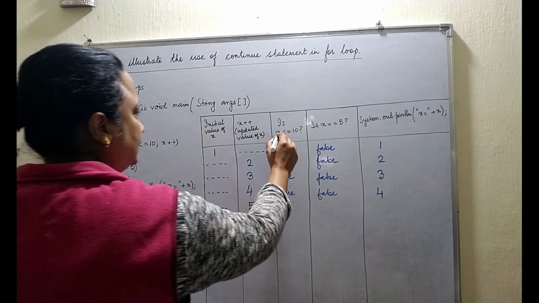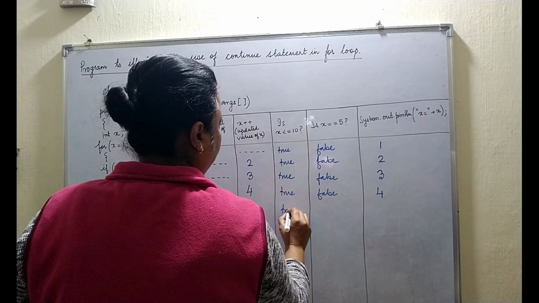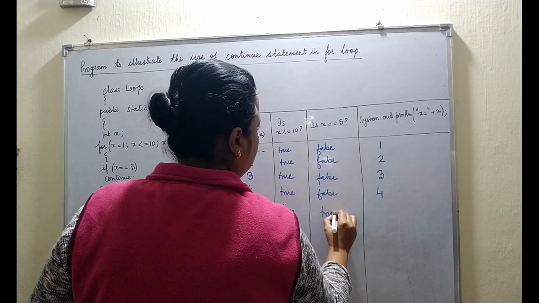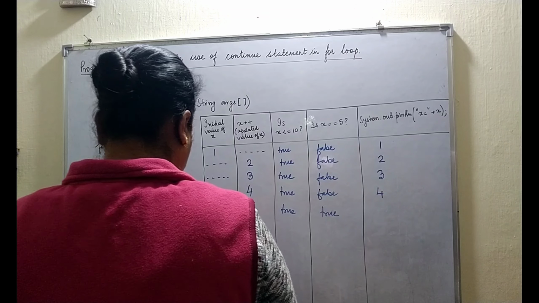Now the updated value of x is 5. Is 5 less than or equal to 10? True. Is x equal to 5? 5 is equal to 5, so it is true. So what will be printed here?